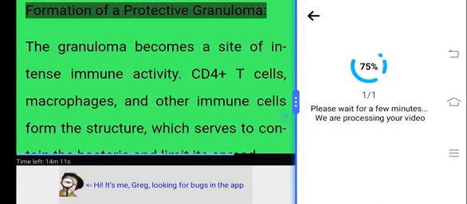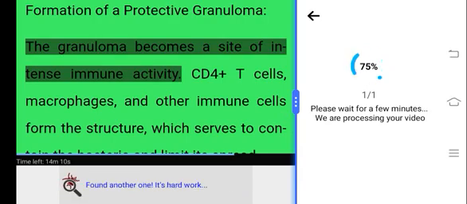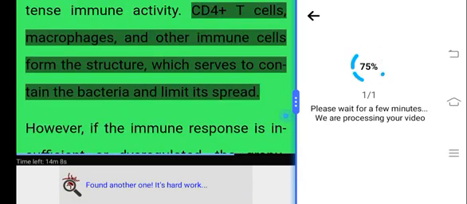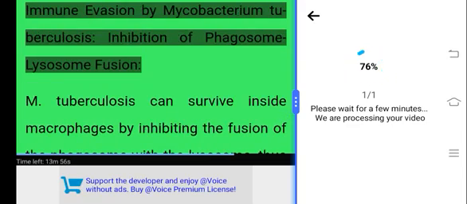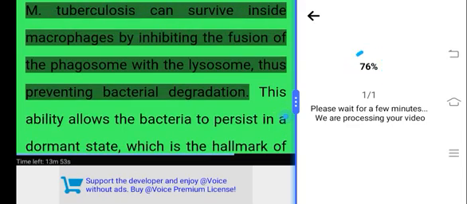Formation of a protective granuloma. The granuloma becomes a site of intense immune activity. CD4+ T cells, macrophages, and other immune cells form the structure, which serves to contain the bacteria and limit its spread. However, if the immune response is insufficient or dysregulated, the granuloma may not be able to effectively control the bacteria, leading to active TB.